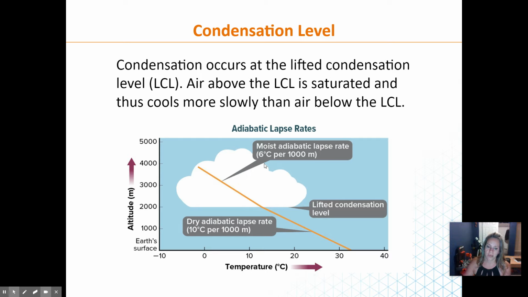And you can see that the dry adiabatic rate, so this is dry air, it's not 100% saturated, is 10 degrees Celsius per 1,000 meters. So that's the rate that it's cooling. And then once it reaches the 100% saturation rate, the wet or moist adiabatic lapse rate would be 6 degrees per 1,000 meters. So it's going to drop 6 degrees per 1,000 meters when it's wet, versus when it's dry, it's 10 degrees per 1,000 meters. So it's not something you need to memorize. It's just something that we will talk about when we talk about clouds forming.